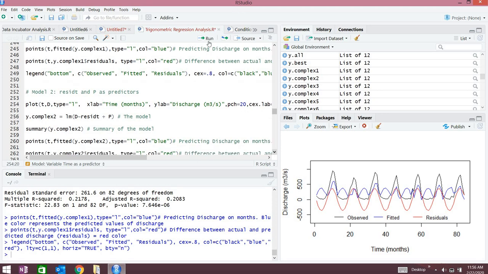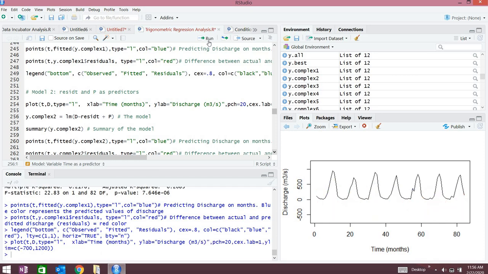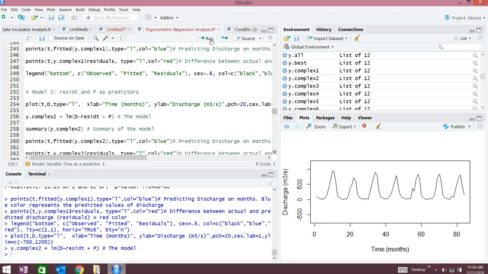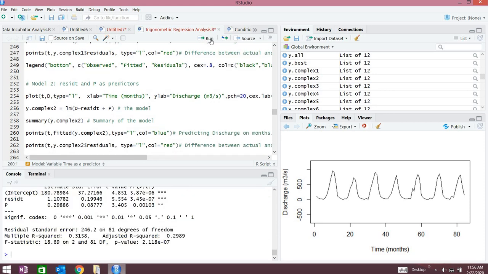So the next model, we add to the residual of time, precipitation. The plot is the same for the first line of code. y.complex2 = lm(d ~ resid + p). We run it, then we run the summary of our model 2. So now the R square is about 30%, from 21 to about 30%. And the p-value is also significant here.